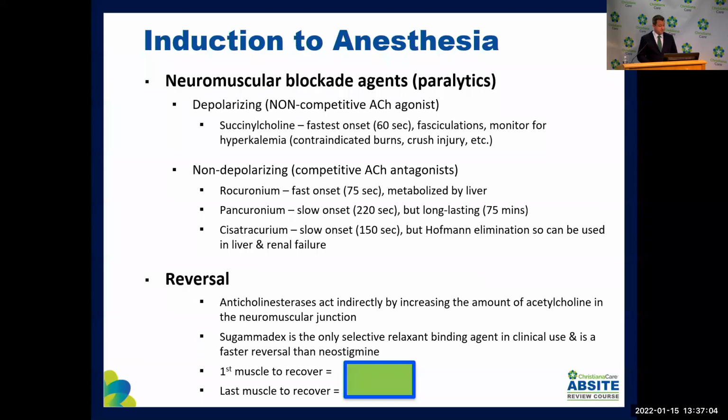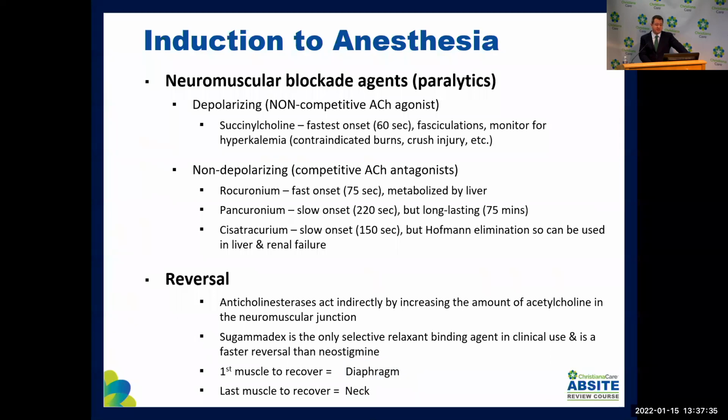In terms of reversal for these neuromuscular blockade agents, it's the anticholinesterases that act indirectly by increasing the amount of acetylcholine available within that neuromuscular junction that gives you that prolonged paralysis. Sugammadex is the only selective relaxant binding agent in clinical use, and much faster than neostigmine, also much more expensive than neostigmine.